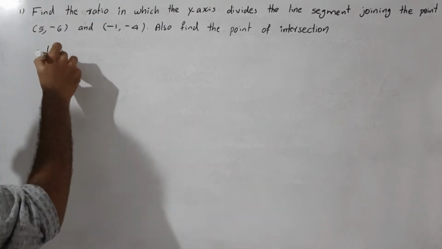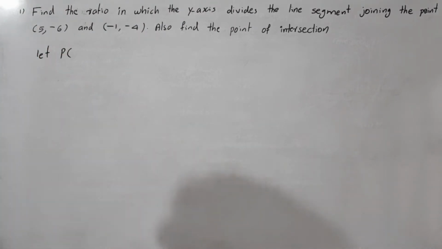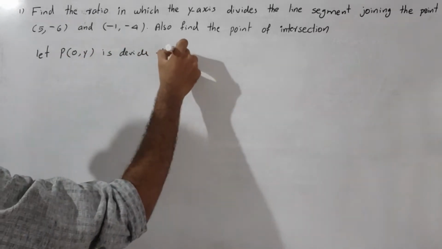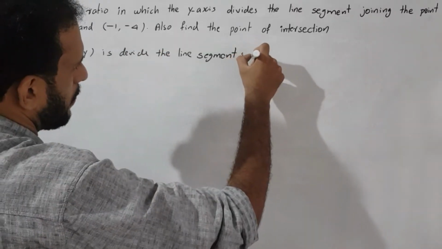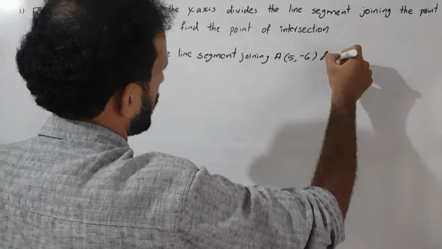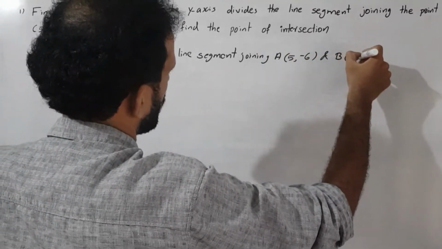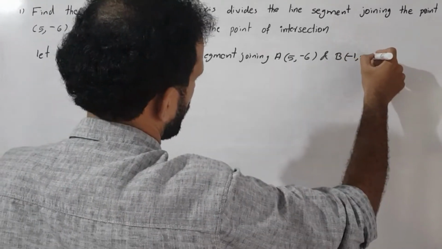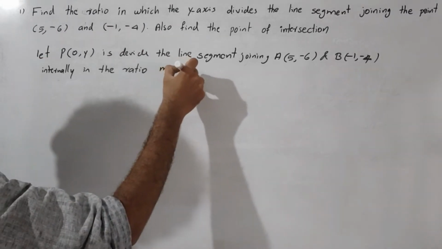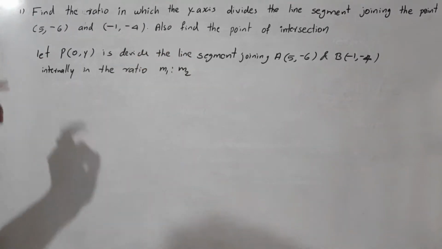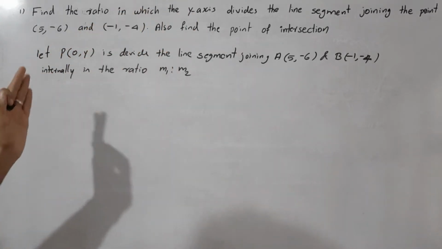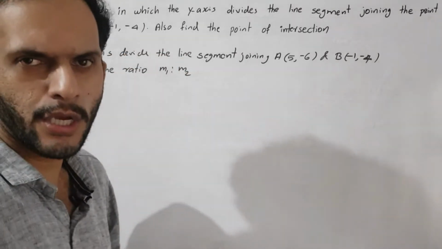Let P, that we call that point as P, (0, y), divide the line segment joining A (5, -6) and B (-1, -4) internally in the ratio m1 is to m2. Why do we choose (0, y)? Because the point lies on the y-axis. So P divides the line segment AB internally in the ratio m1 is to m2.